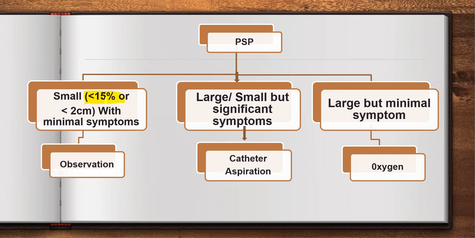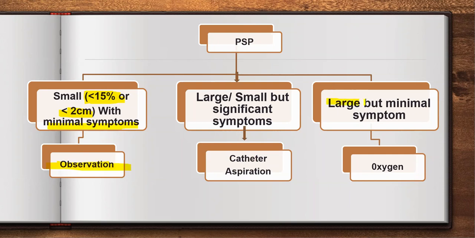So if it is a small pneumothorax, that means less than 15% or less than 2 centimeters with minimal symptoms, that means the patient doesn't have severe chest pain or shortness of breath. The patient just did a chest x-ray and you find a very small pneumothorax. In that situation, you will just do observation. So admit and observe, and later the patient can go home if everything is okay. So for a small pneumothorax with minimal symptoms, management is observation.